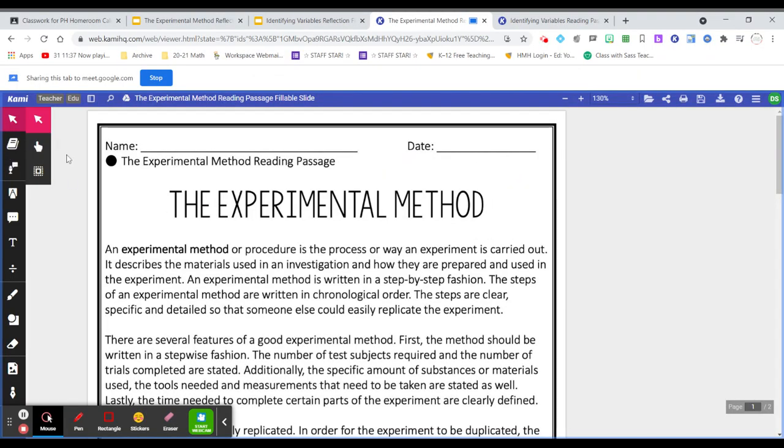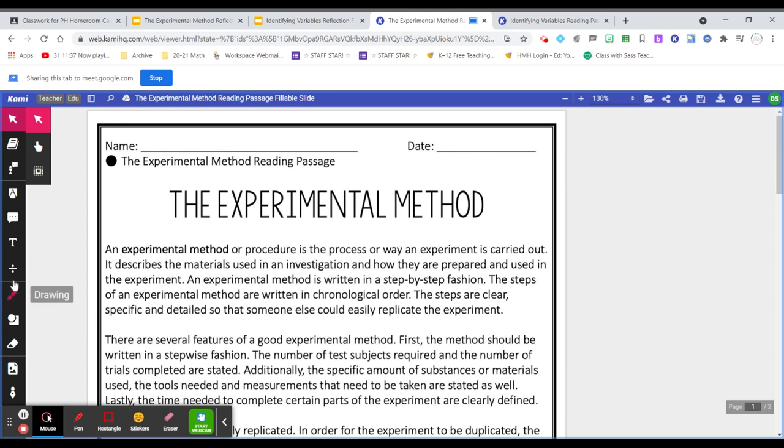Okay. So today what we're going to be going over is the experimental method. On Monday we started talking about the scientific method, right? Is the process or procedure that we use to conduct an experiment. We're going to talk about the experimental method. This is going to be the procedure or the process and the way in which an experiment is carried out. Okay? So what we're going to do today is we're going to start with the experimental method. Then we're going to do identifying variables. So that way on Thursday and Friday, we can start to kind of figure out what kind of experiment we might want to conduct over the rest of the month.